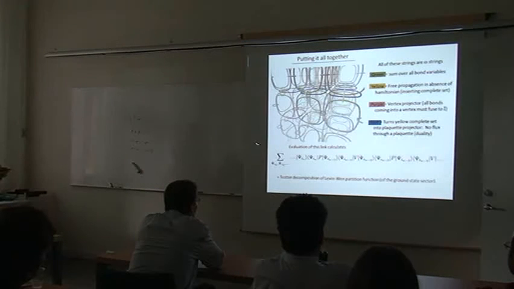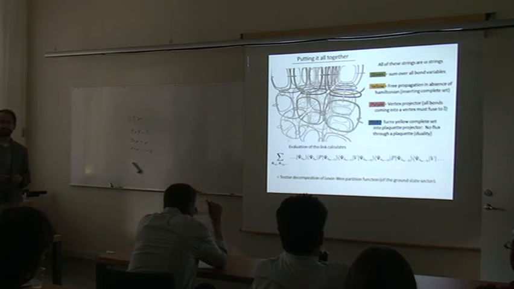So, okay, what is it? If you evaluate this link, remember that there's a Chern-Simons theory and that tells you how to evaluate a knot. This is a really complicated knot. You evaluate this knot, what you get is the Trotter decomposition of the Levin-Wen partition function, or at least the ground state sector of the Levin-Wen partition function. Okay? So, any questions so far?